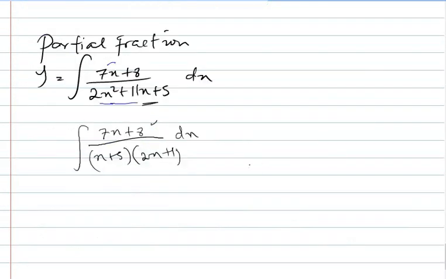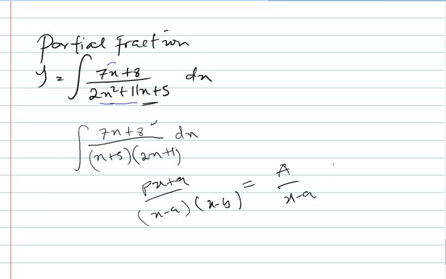Properties 1 says if we have, let's say, (px plus q) over (x minus a)(x minus b), this must be equal to A over the first one, x minus a, plus B over the second one, x minus b. So the same thing applies here. Just apply it and then continue solving.